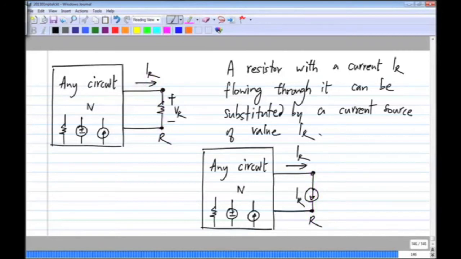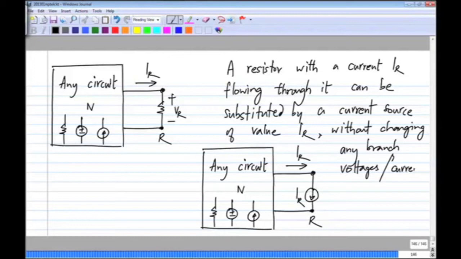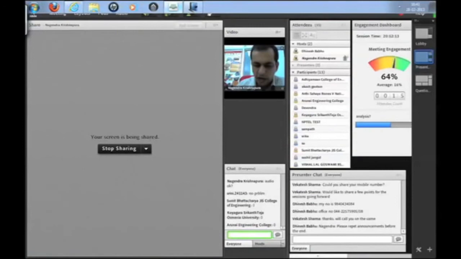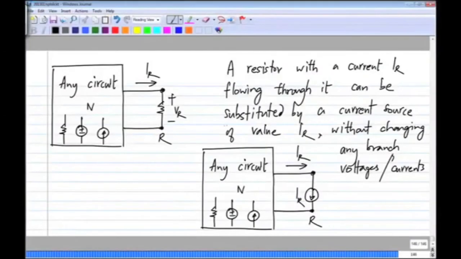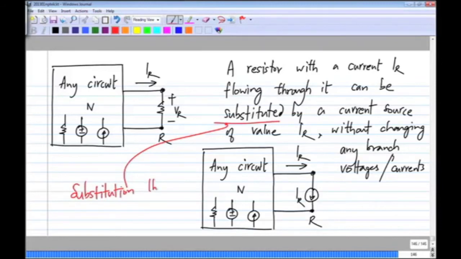Okay, and this will be without changing any branch voltages or currents. Okay, I hope this is convincing, and this particular result is known as the substitution theorem.